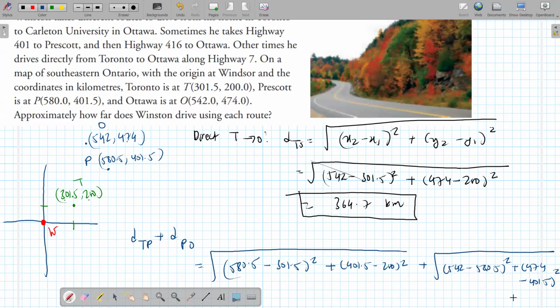And let's plug this in. Square root of that plus the square root of 542 minus 580.5 squared plus... which one are we expecting to get a bigger number? Which distance do you think will be more? The direct route or the indirect route? The indirect route. Yeah, so this indirect gives me 426 kilometers. So it's just slightly more, maybe half an hour more of a detour. And that's it for this question. That's just knowing how to use the distance formula, and it's a calculator plug and play from there.